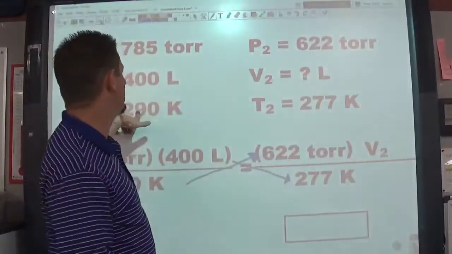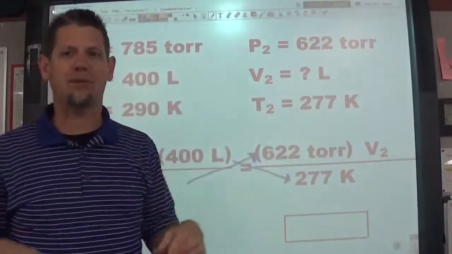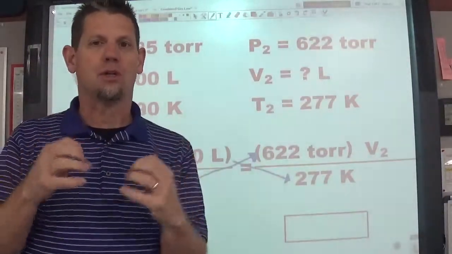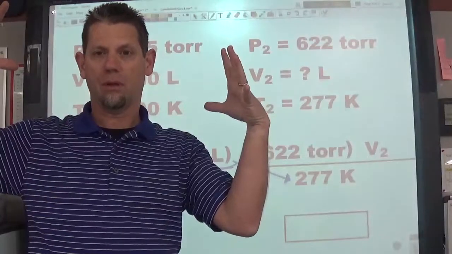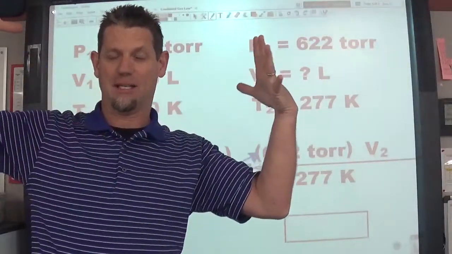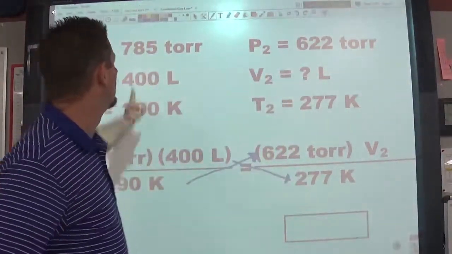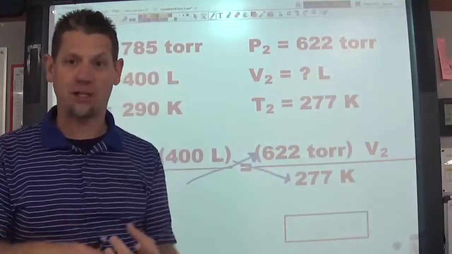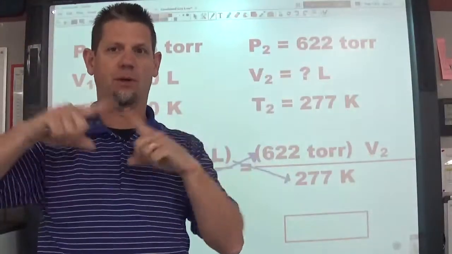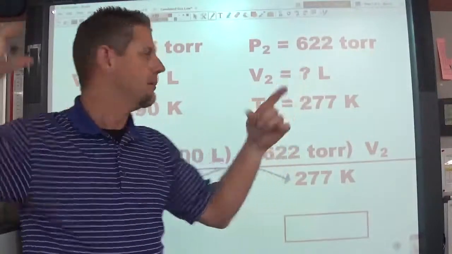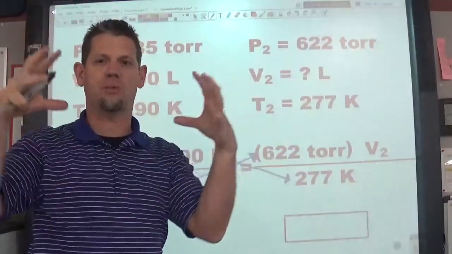But what happens with the temperature? The temperature is going down. That means the particles are slowing down. So we're giving them more room, right? Wait, I'm saying that wrong. Less pressure means more volume. There's fewer collisions, which means there's bigger volume. But a lower temperature means they're moving slower and it's getting smaller.